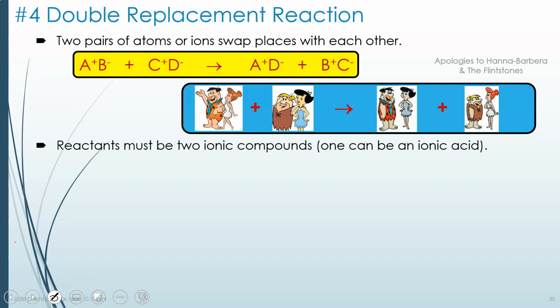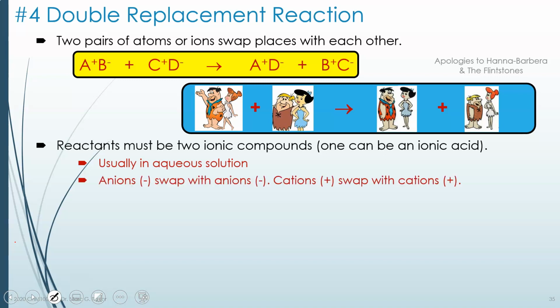So typically this is done with two ionic compounds, or an ionic compound and an acid, because the acid will behave like an ionic compound. It will break apart into ions in water. So this is usually done in aqueous solution, meaning in water. The negatives will swap with the negatives, the positives will swap with the positives.